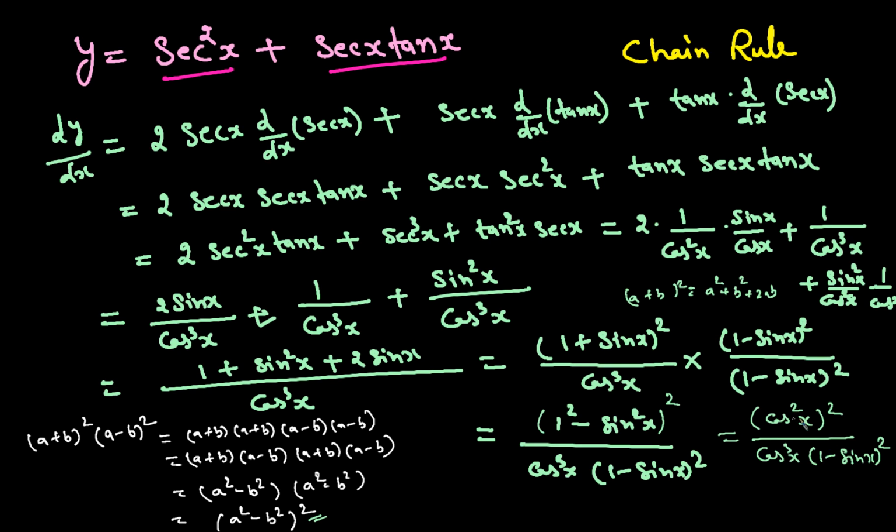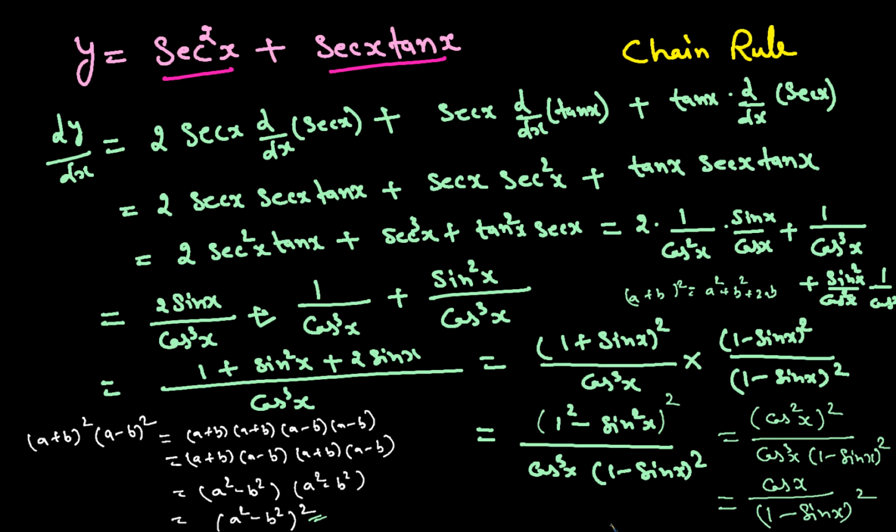Okay, so the top part will give me cosine raised to power 4x, and the bottom we got cos cube x. So we'll cancel them out. We're left with cos x in the numerator, and in the denominator we're left with 1 minus sine x square. There you go. So we can simplify it further.